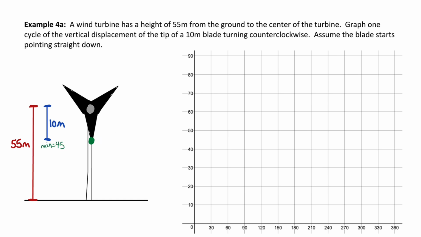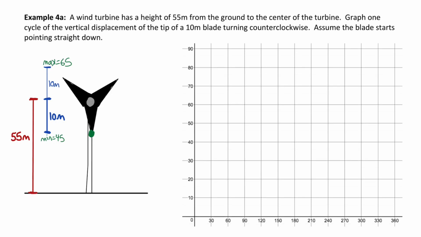But as the wind turbine spins, the tip of this blade represented by that dot there, it's going to spin up here to its max height above the ground. And since the blade is 10 meters long, it's going to be 10 meters above the midline. So 10 meters above 55, giving it a max height of 55 plus 10, which is 65.